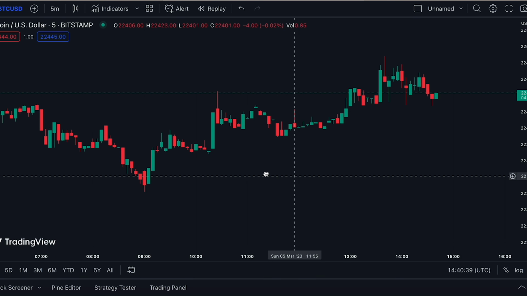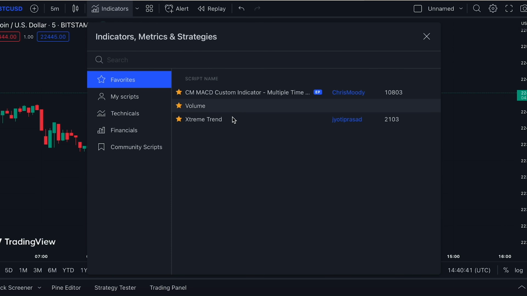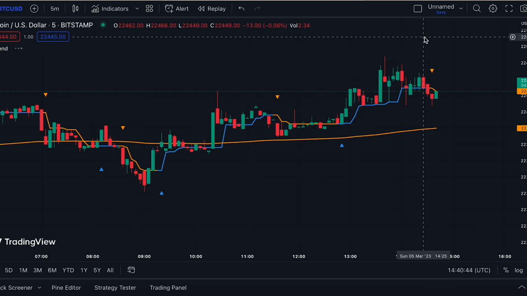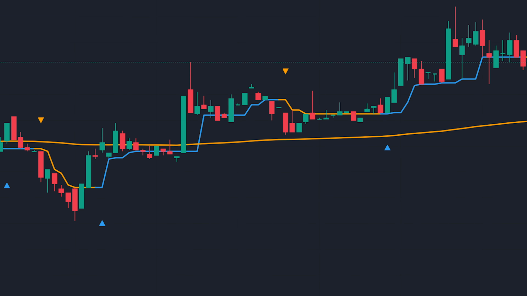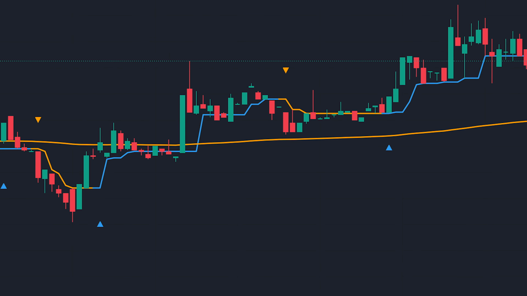Here are the steps to follow so that we can create this indicator configuration. First, open any chart on the TradingView platform. Next, go to the Indicators menu and look for the first indicator, Extreme Trend. Select this indicator, which was developed by Jyoti Prasad, and leave the settings alone. A straightforward indicator for buying and selling is the Extreme Trend.